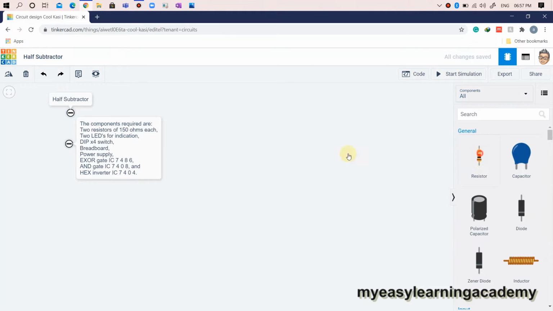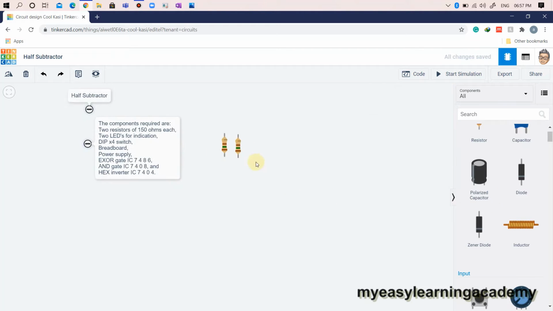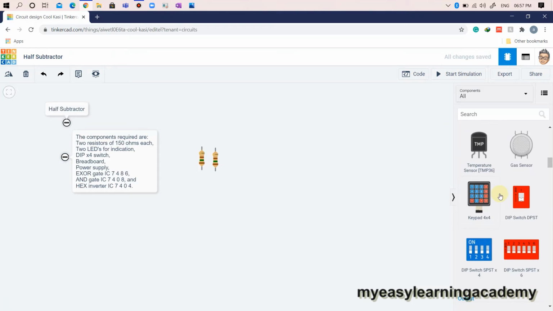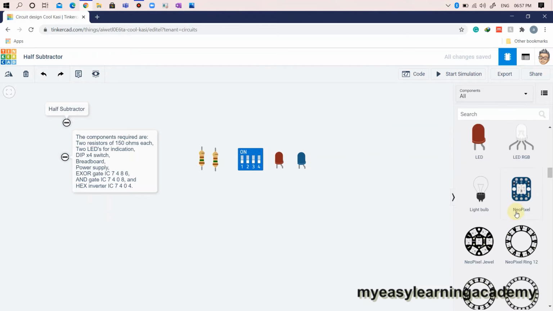The components required are 2 resistors of 150 ohms each, 2 LEDs for indication, DIPX4 switch, breadboard, power supply, XOR gate IC7486, AND gate IC7408, and hex inverter IC7404.